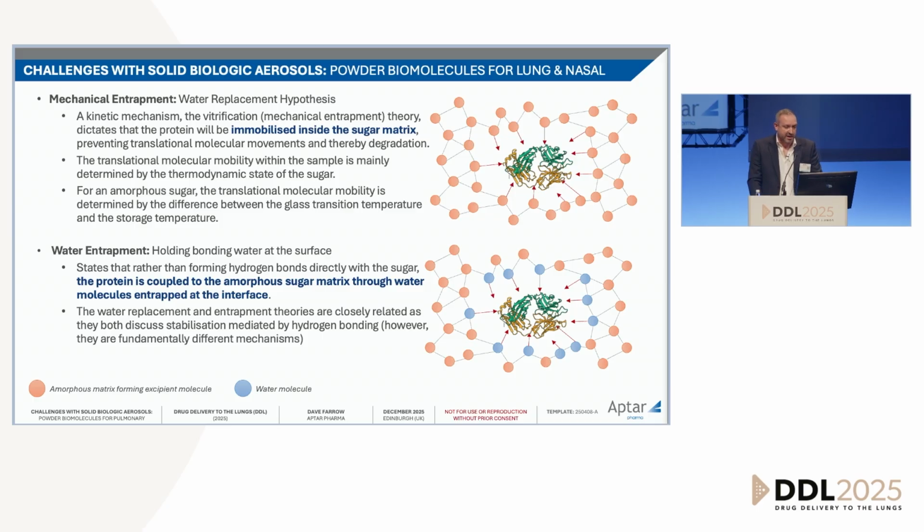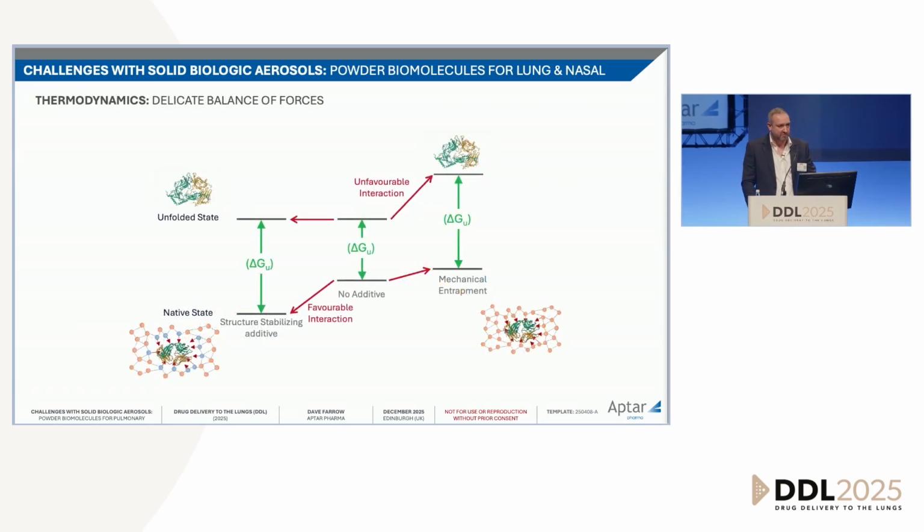So we've got the mechanical entrapment, where essentially we encase the modality in a nice amorphous matrix, but we have to make sure that the excipient of choice confers stability through strong hydrogen bonding points. In the second, water entrapment, we leave a little bit of water on the surface that conveys that stability, and then we encase that water and the biomodality in that matrix itself. So in reality, it's a bit of both of those, but it's whatever it takes to create the largest Gibbs free energy change between the unfolded, the active state, and the folded state.